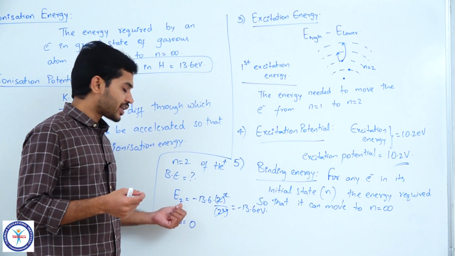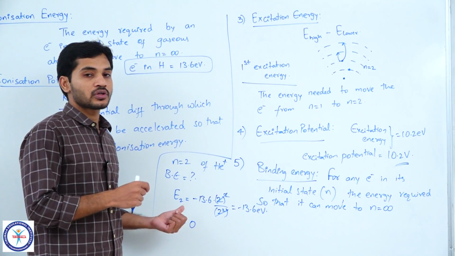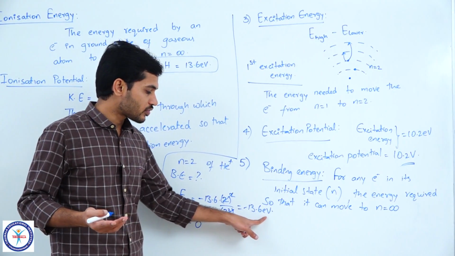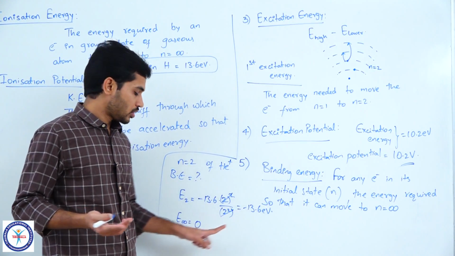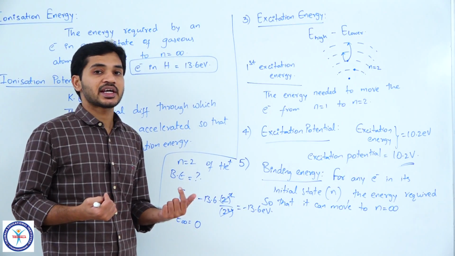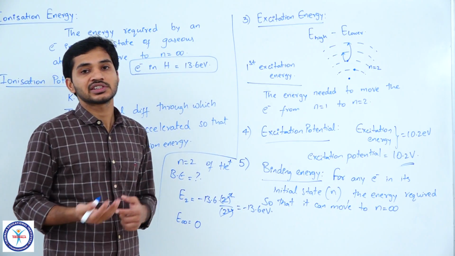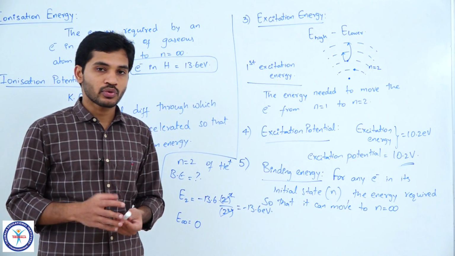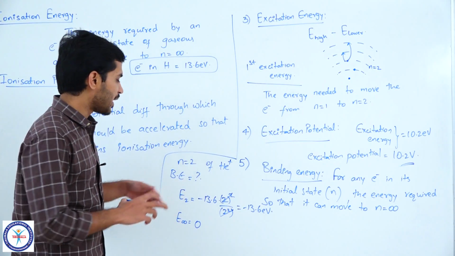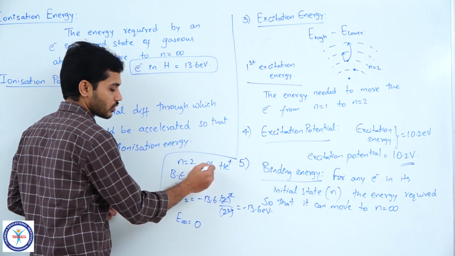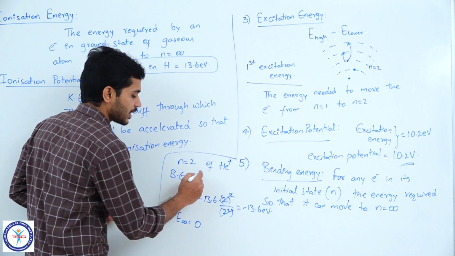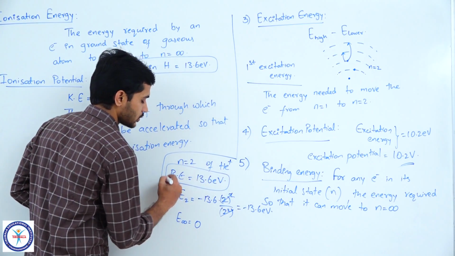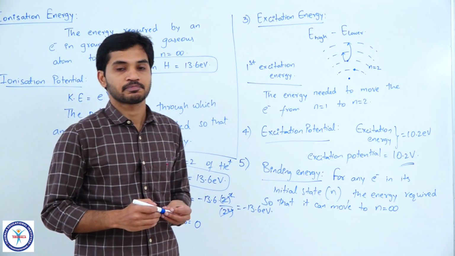Now, how much energy should I give to that electron so that it can be taken to infinity, which means you have to change the electron from this energy state to this state. It means that I need to supply the electron with an energy of 13.6 electron volts. So, that 13.6 electron volts will be the binding energy of this particular electron. So, we can directly write binding energy is equal to 13.6 electron volts. So, that should be the answer.